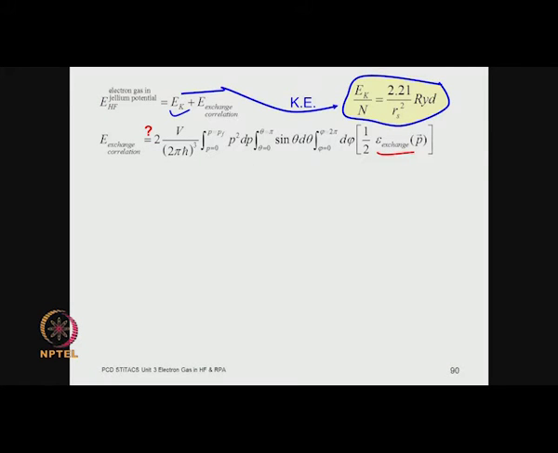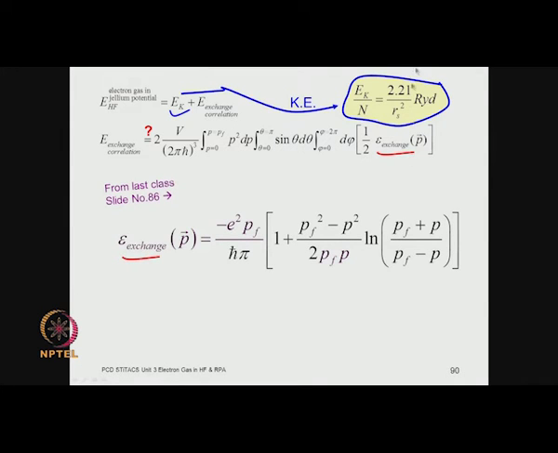Now, you look at the second term, which is the exchange correlation term. The kinetic energy part is what we did in the previous class. The exchange correlation term requires us to evaluate this integral, and this term we have discussed earlier. We know what it is. This exchange term is given by this expression which has this logarithmic term of the ratio of Pf plus P and Pf minus P. So, this is the term that you get for the exchange correlation term for the momentum P.